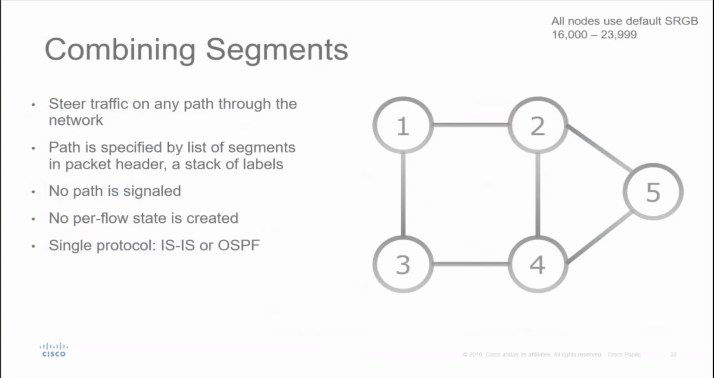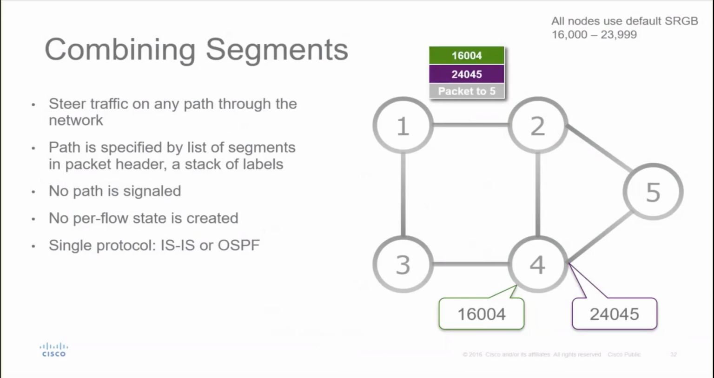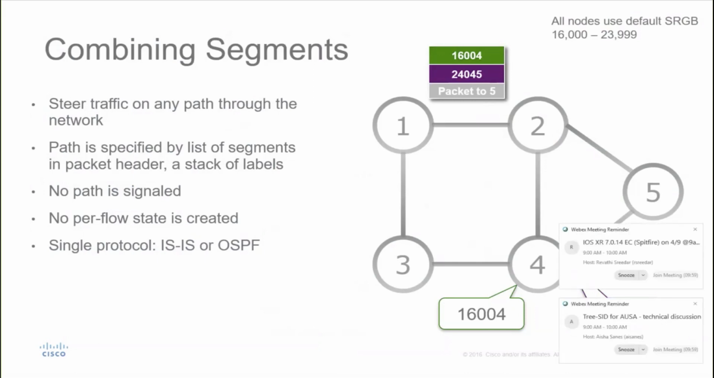Imagine that in this example, I have a topology where router number 4 has a prefix SID in green. That is its node SID with the label 16004. Router number 4 also has an adjacency SID representing the adjacency between 4 and 5, with the label shown in purple. What would happen if node 1 is instructed to push the stack of labels in the order shown? Top of stack, label 16004, following it, the adjacency SID 24045.